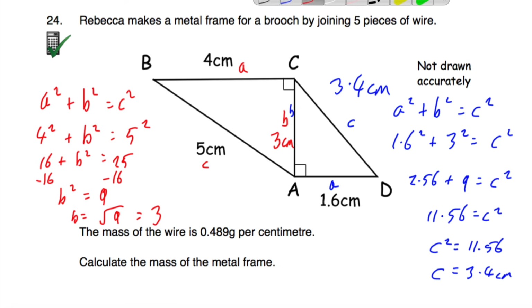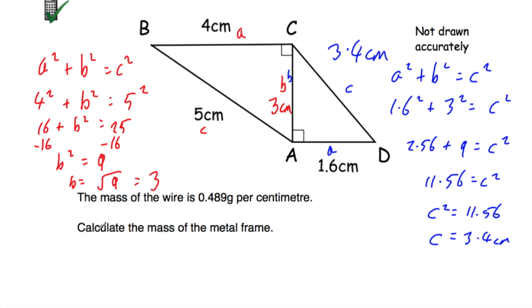And that's fantastic. We now know the lengths of all 5 pieces of wire that Rebecca uses, and we know the mass per centimetre, so hopefully we'll be able to use that to find the mass of the frame. So let's add together the lengths of those bits of wire. So we've got 3 plus 4 plus 5 plus 1.6 plus 3.4.